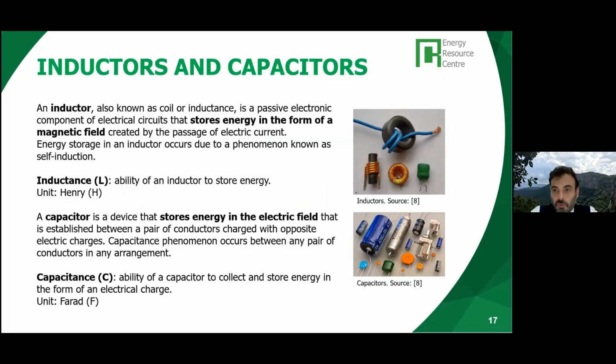Now going to some more practical aspects of alternating current. We find two main types, apart from resistors, that are found in alternating current, which are the inductors and the capacitors. You will remember, inductors are also known as coils or inductances. They are very important for inverters and for transformers, obviously.